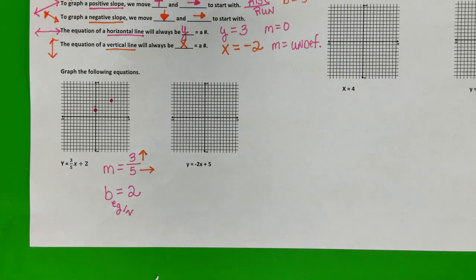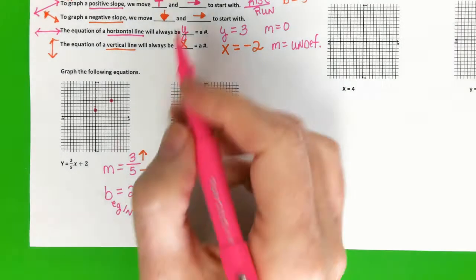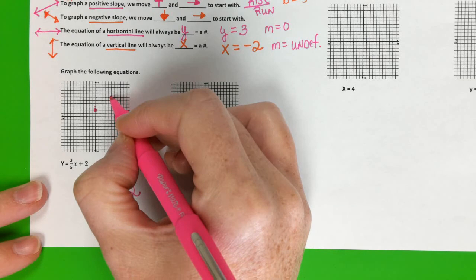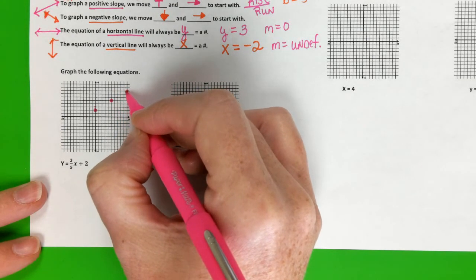I'm getting my glasses so I can see a little better because I have this reduced down a little bit. Ooh, that makes it a little better. Okay, so then if I think I have enough room, I'm going to go ahead and make another point. I'm going to go up 3, 1, 2, 3, right 5. 1, 2, 3, 4, 5.